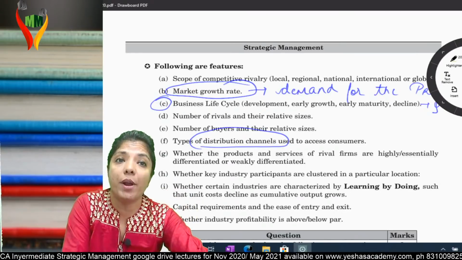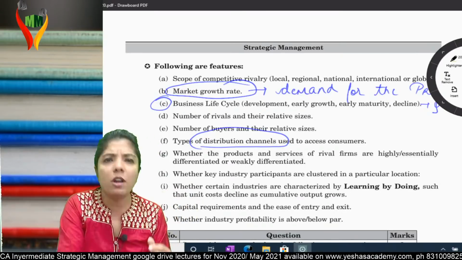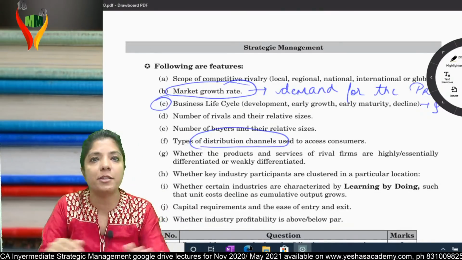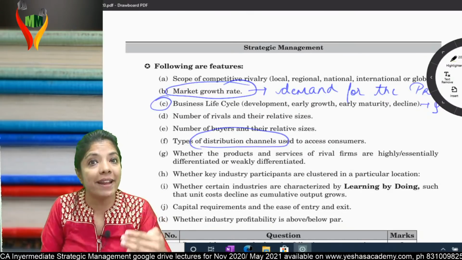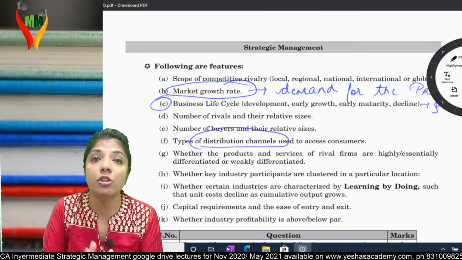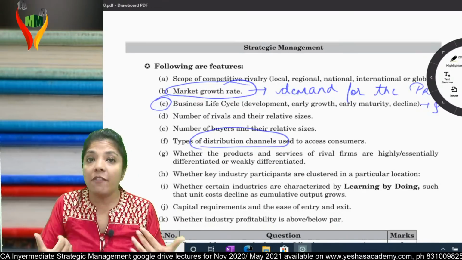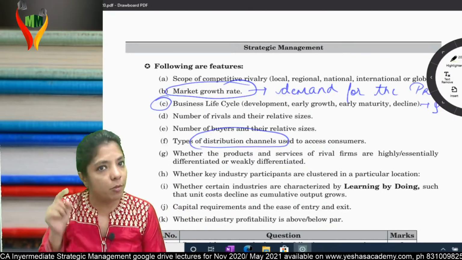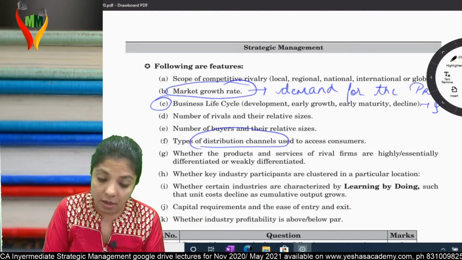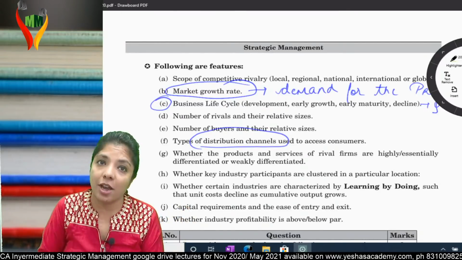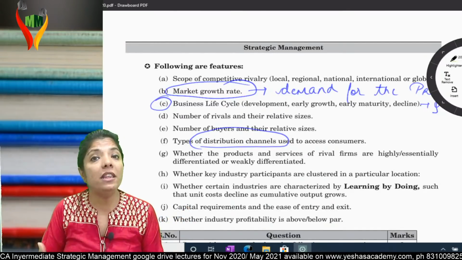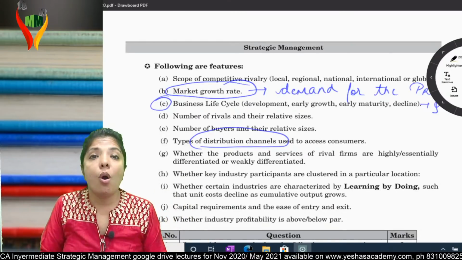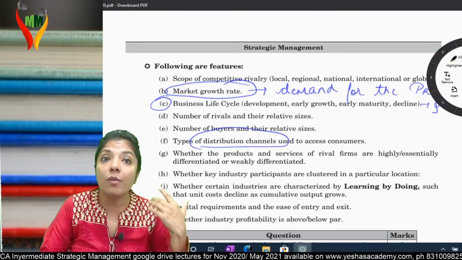Distribution channels play a very important role. However good my product is, if it does not reach the hands of customers, it is of no use. Who ensures it reaches the hands of the customer? Distribution channels. If I don't have access to a distribution channel, then it's a problem for me. We'll be studying today only, maybe in the next 10 minutes, the importance of distribution channels. Am I clear? Next, whether the products and services of rival firms are highly or essentially differentiated or weakly differentiated.